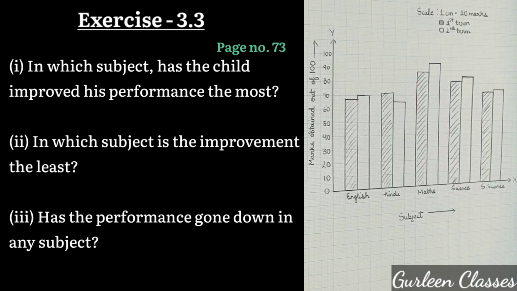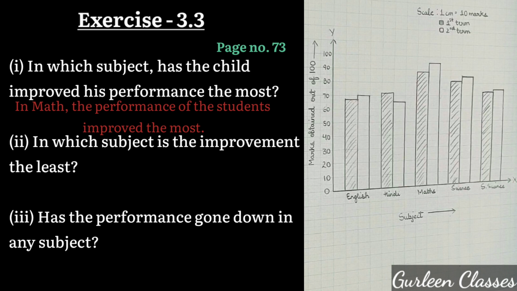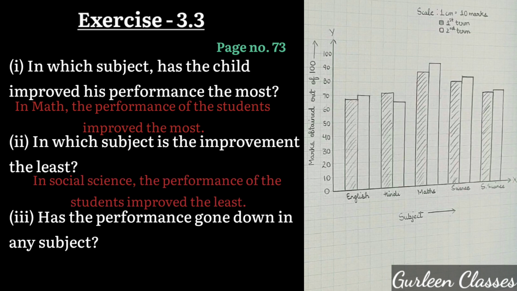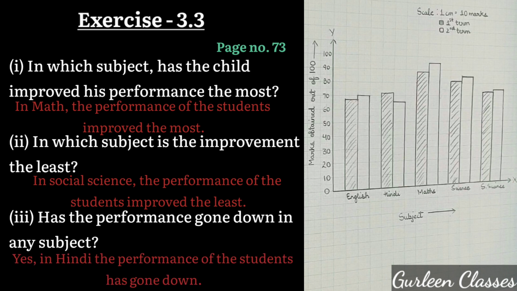So now let us solve some questions based on this bar graph. Number 1. In which subject has the child improved his performance the most? So the answer is in Maths, the performance of the students improved the most. Second question. In which subject is the improvement the least? In Social Science, the performance of the students improved the least. Third question. Has the performance gone down in any subject? Yes, in Hindi, the performance of the students has gone down. As you can see in the bar graph, this is the lowest one. So Hindi performance has gone down.